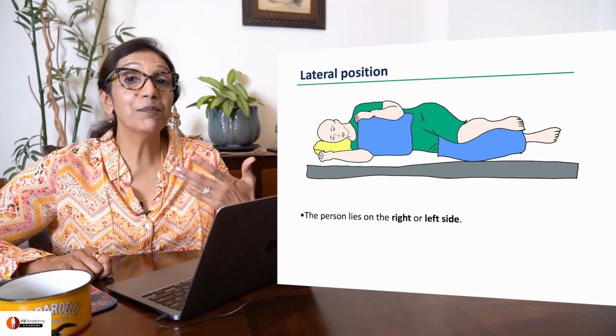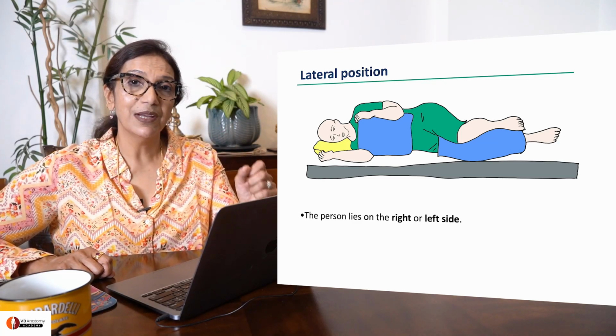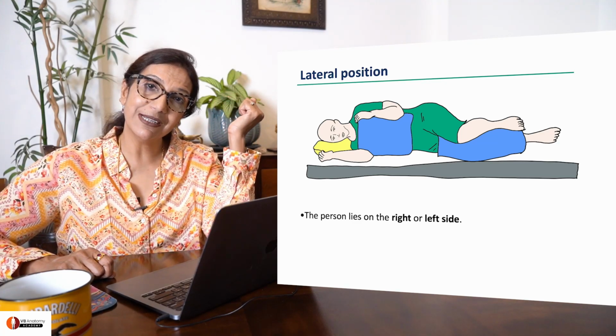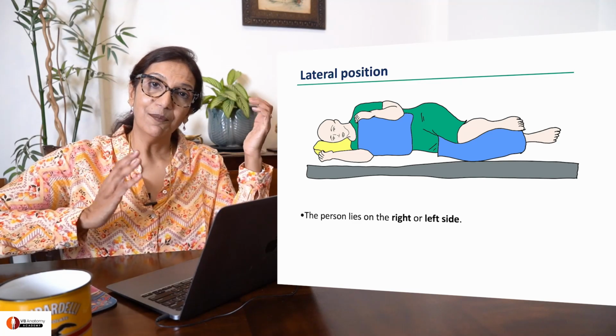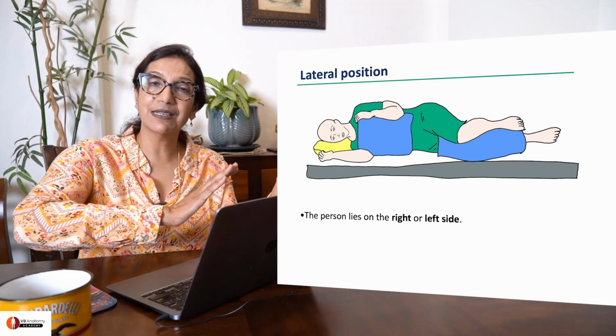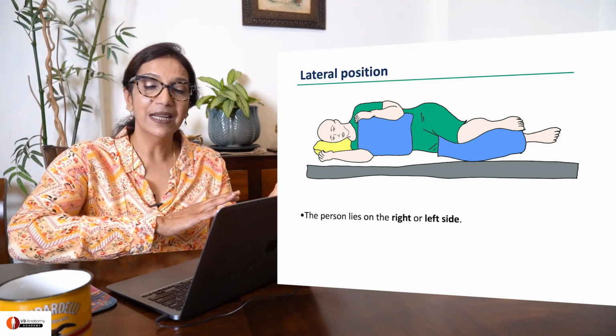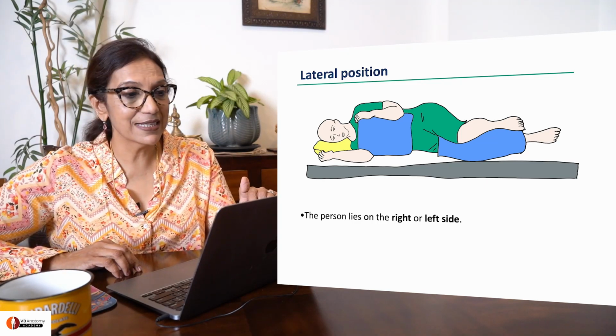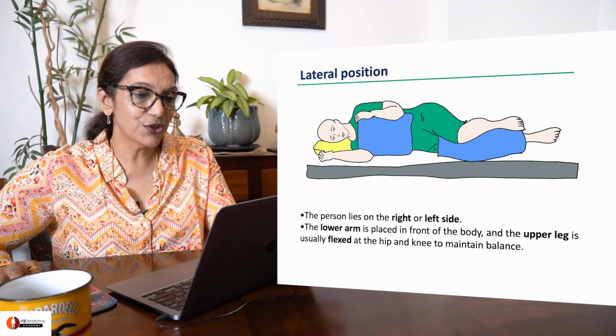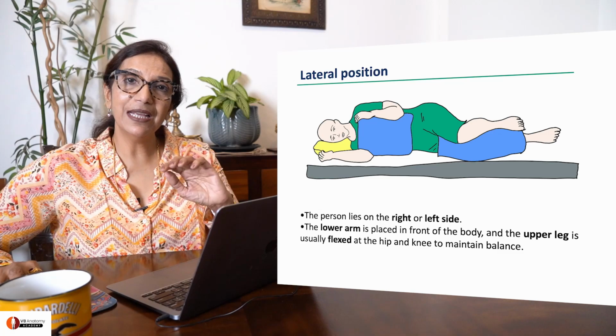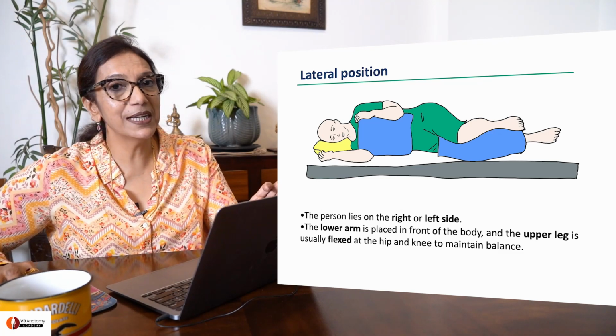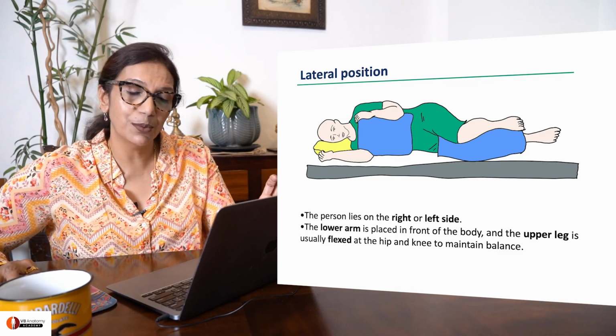Lateral position, the position in which many of you sleep with an arm under your head on the side, the same side leg on the bed, and the other side leg may be flexed. This is a lateral position. Okay. The upper leg is usually slightly flexed to maintain balance and steadiness of the position.